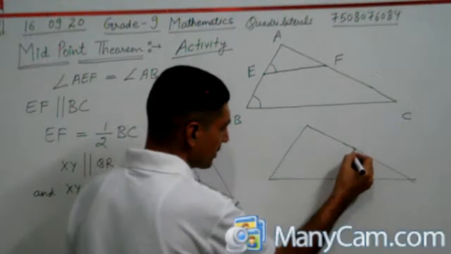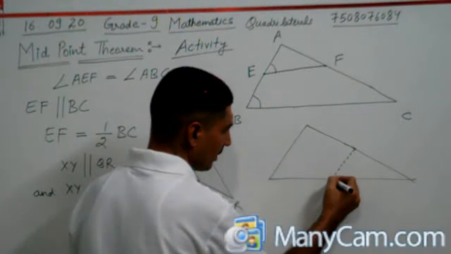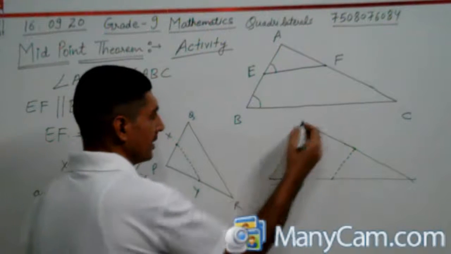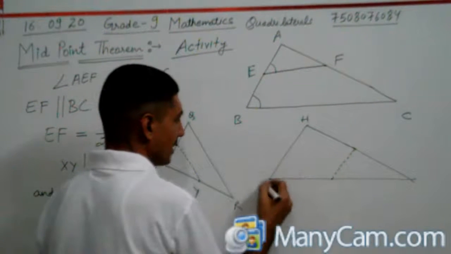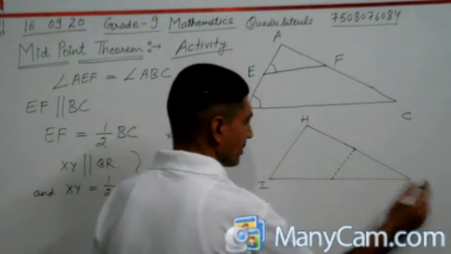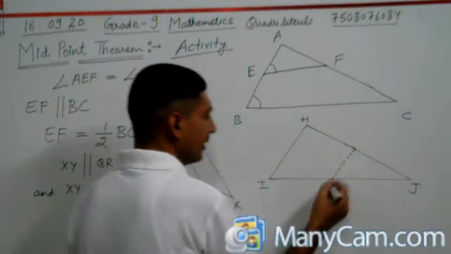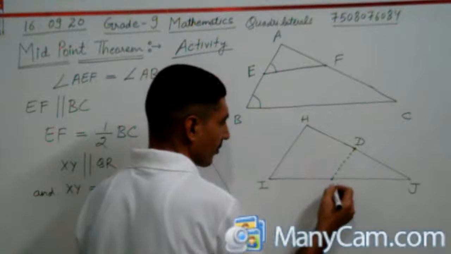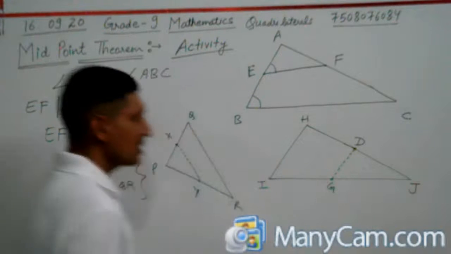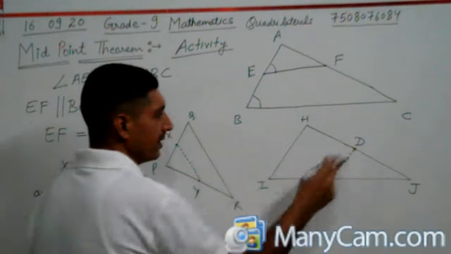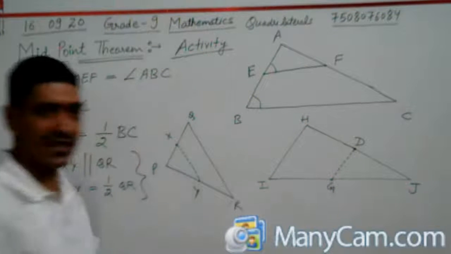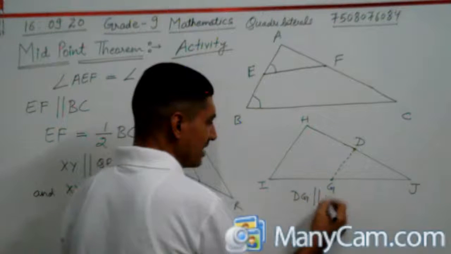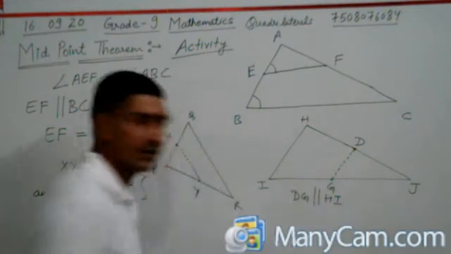When I join it, this triangle is triangle DEF, and the points, this is B. So always you will find that B and G are the midpoints of the sides. You will find that BG is always parallel to HI and it is half of it.